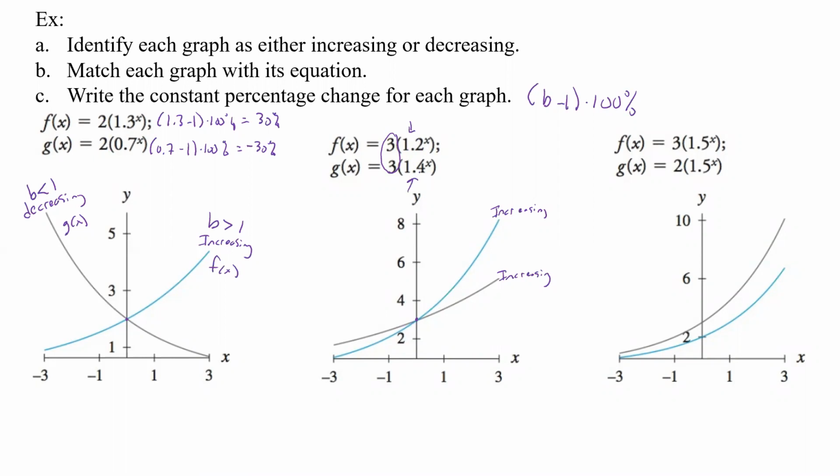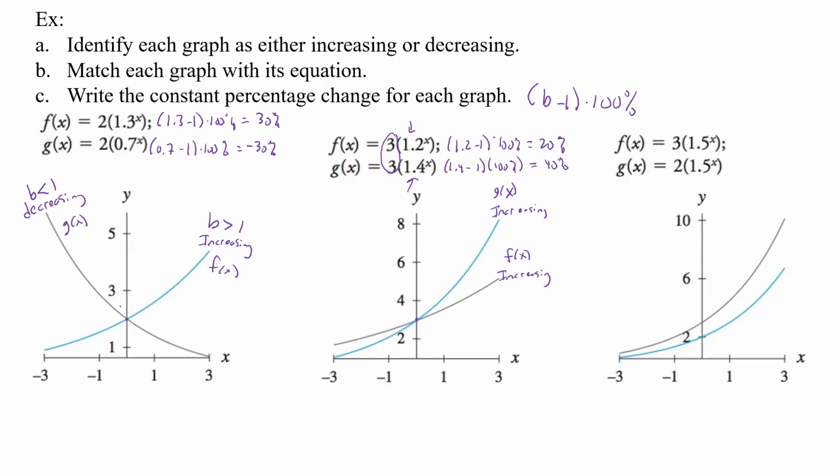So what do we know? Well, 1.4 is going to be a bigger change overall, and so that means this one here is going to be the g of x, and this one should be the f of x, okay? Because this one's going to change less, and so it's going to have more gradual moving up. This one's going to be steeper, and so it's going to be a bigger rate of change. Now, what is the percent change here? Constant percent change. 1.2 minus 1 times 100%. Well, that's going to be 20%. And this is going to be 1.4 minus 1 times 100%. And so that's going to give us a 40% change. Okay.